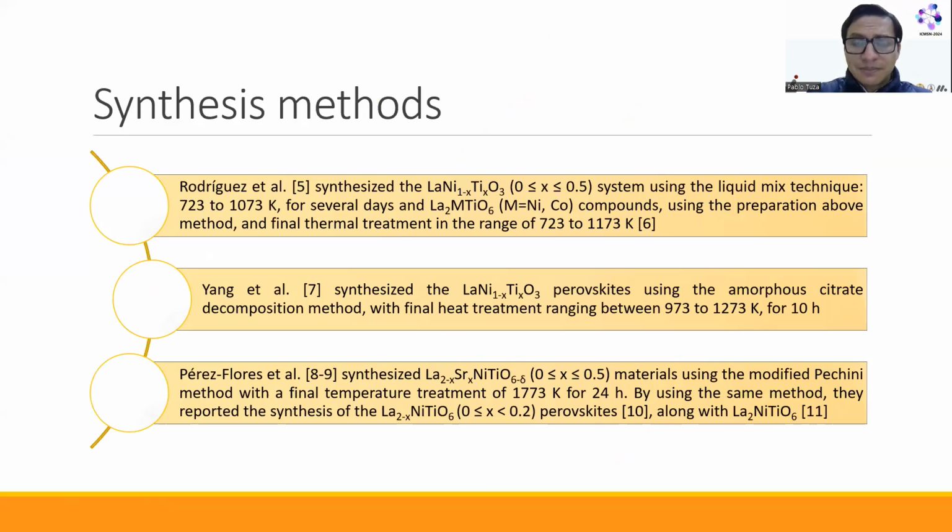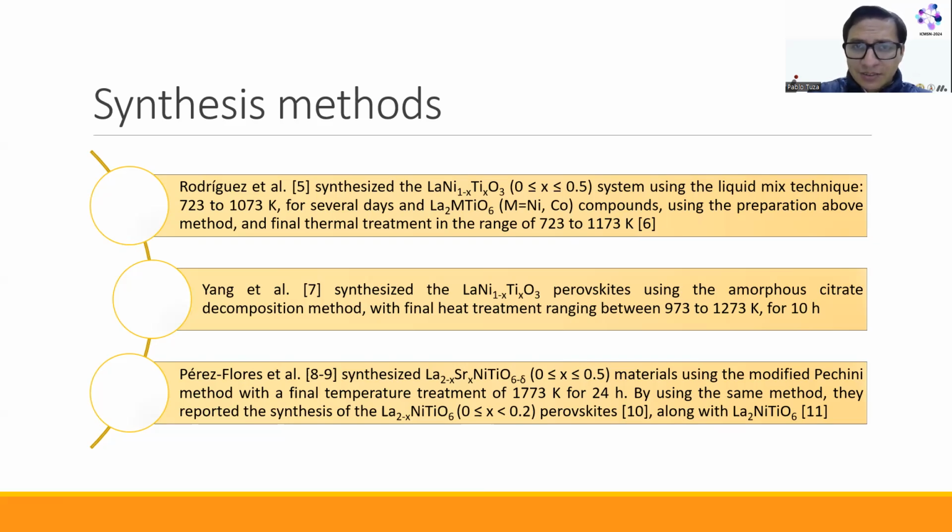Several synthesis methods have been reported in the literature to produce double perovskites containing lanthanum, nickel, and titanium. For example, Rodriguez et al. used the Pechini method and temperatures from 723 to 1173 Kelvin, but these authors didn't report the calcination time. Moreover, Yang et al. synthesized these materials using the amorphous citrate method and calcination temperatures from 973 to 1273 Kelvin.